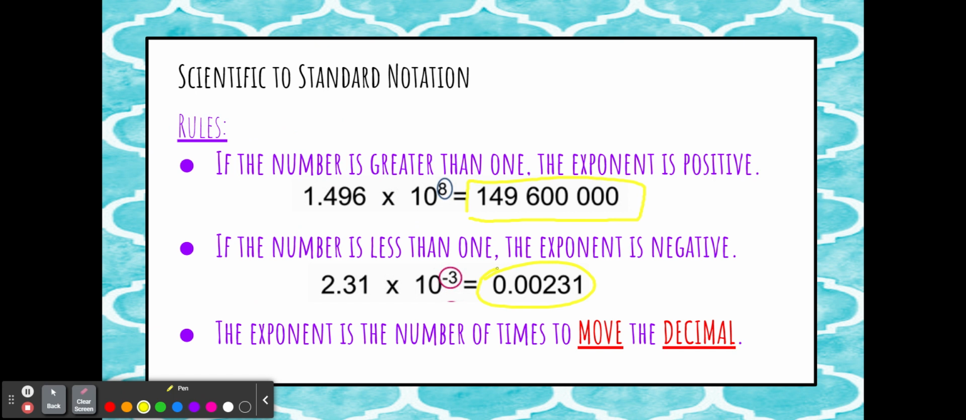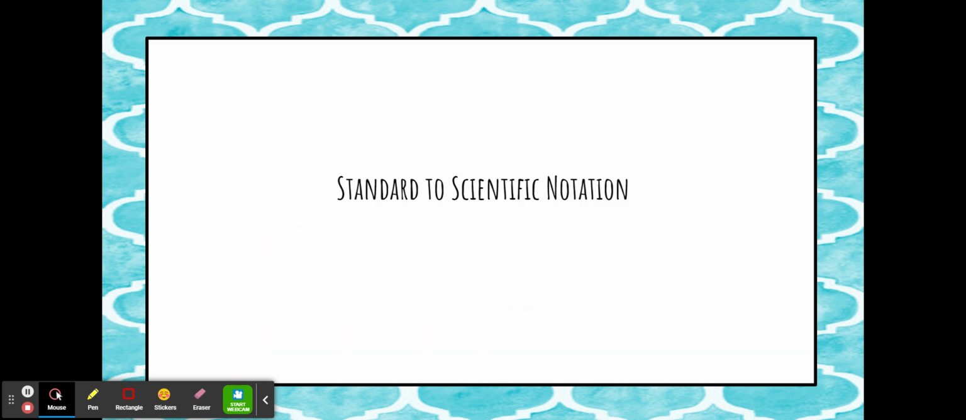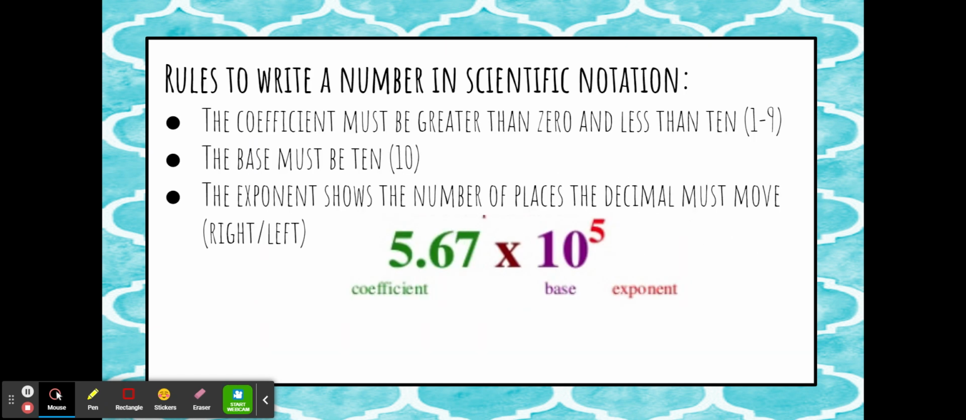The exponent is the number of times you move the decimal. So again, that's not how many zeros, it's how many times we moved the decimal. Very important difference. Now let's try standard to scientific notation.